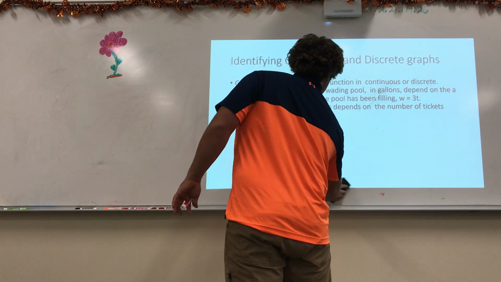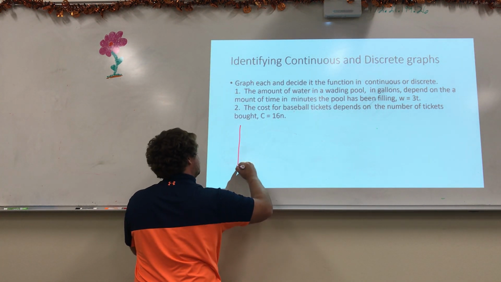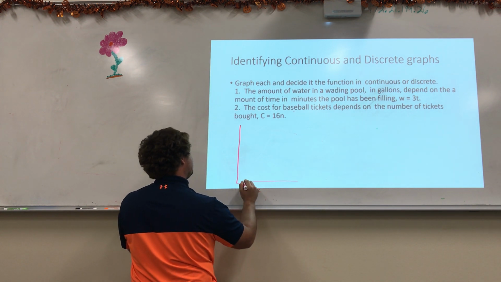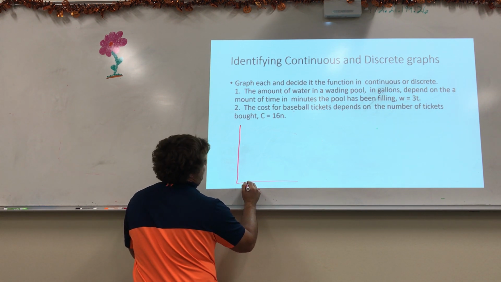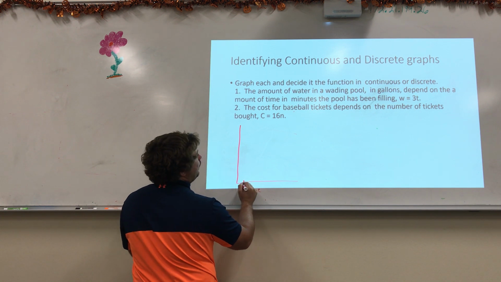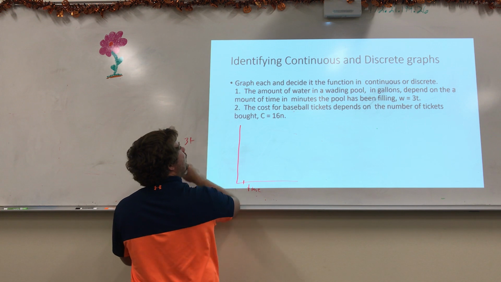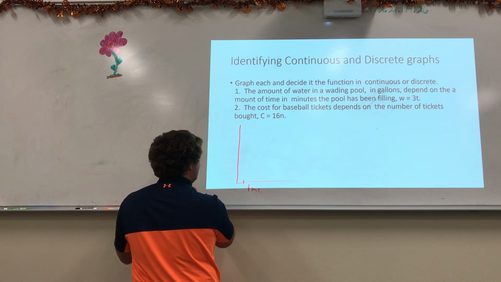Okay. So my first one here is going to be time. And to be exact, it's going to be in minutes. Alright, we got W equals 3T. T being time, I'm guessing, and W being the amount of water in there, which is going to be gallons.